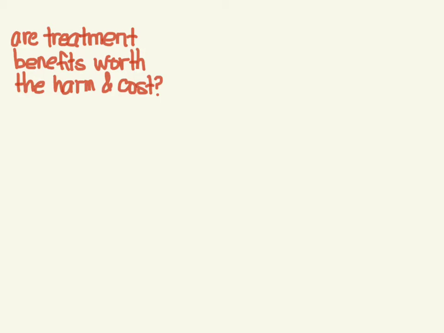Now, a number that helps put this into perspective is something called the number needed to treat. What this means is, you need to treat this many patients in order to get one who will see the benefit. So let's say we have a number needed to treat that is 36. That means we need to treat 36 patients before we will see one who has any benefit.